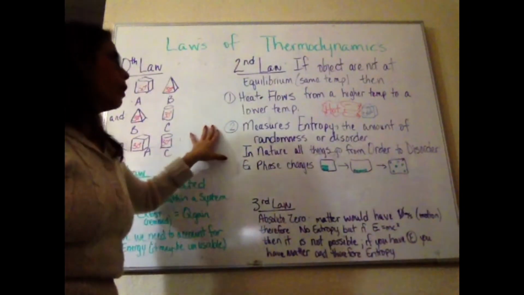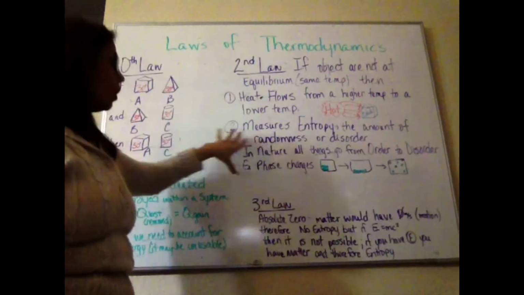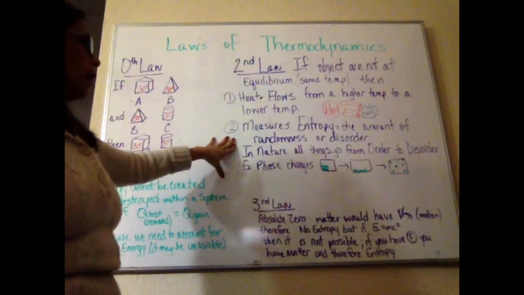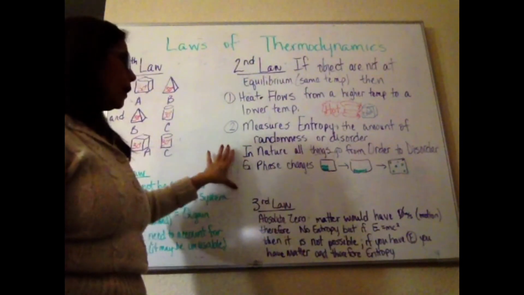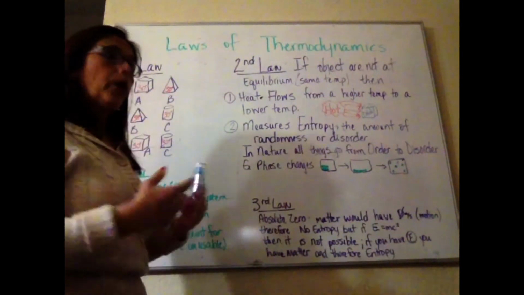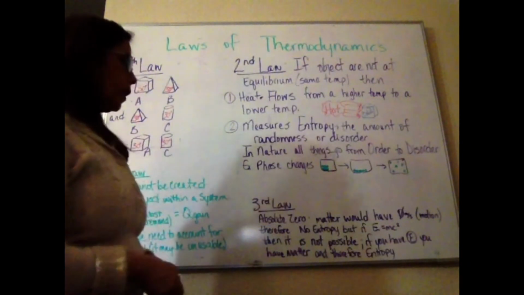Now, the second part of the second law of thermodynamics, which by the way was the first one to be identified, talks about the measure of entropy. Now, entropy is a measurement of randomness or disorder. And in nature, all things go from a very organized or ordered system to a disordered system or disorganization.